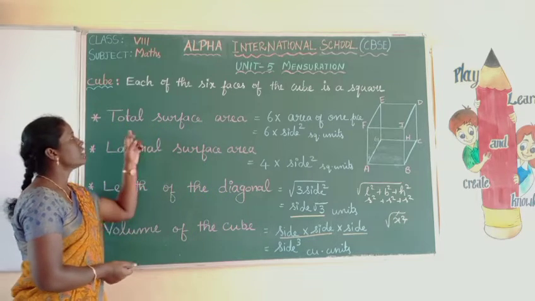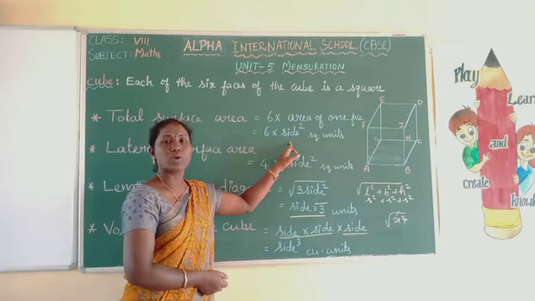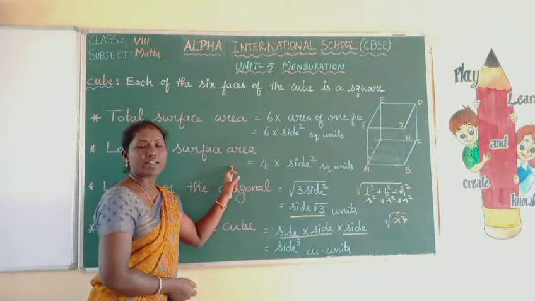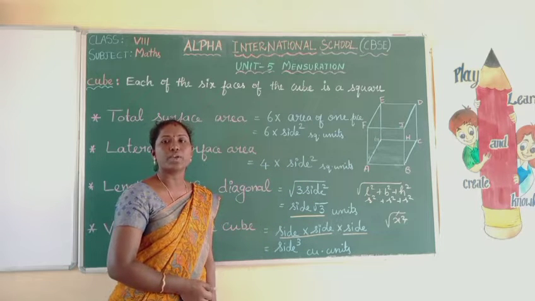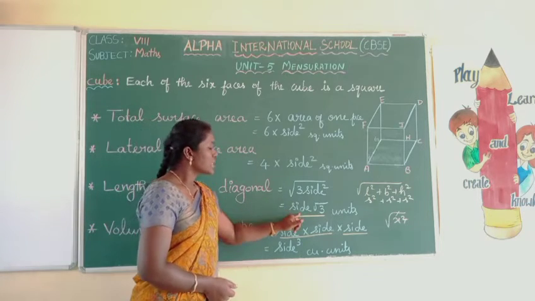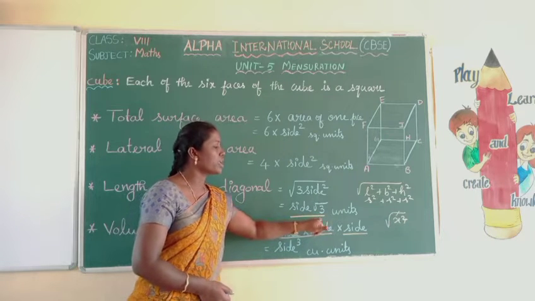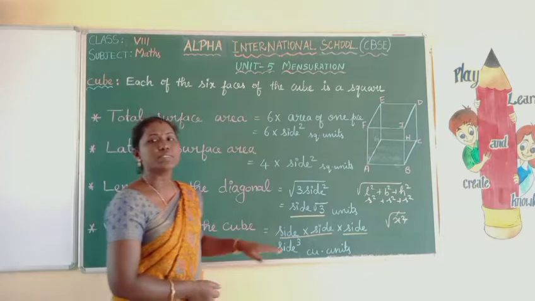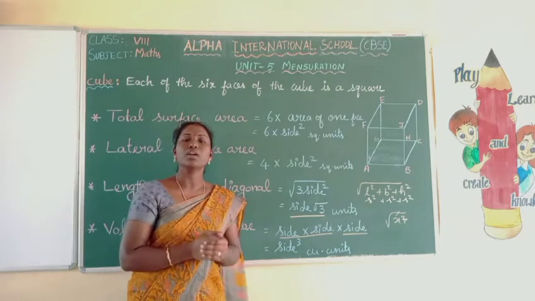Recall once. What is the total surface area? Total surface area is equal to 6 into side square, square units. What is the lateral surface area? Lateral surface area is equal to 4 into side square, square units. Length of the diagonal is equal to side into root 3 units. And finally, the volume of the cube is equal to side cube, cubic units. Okay. So these are the things you have to remember about the cube.